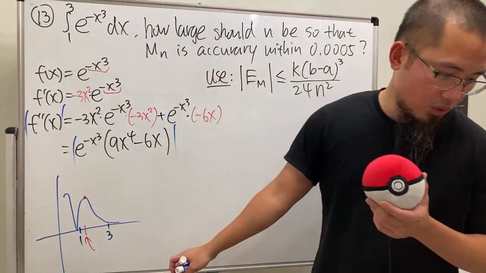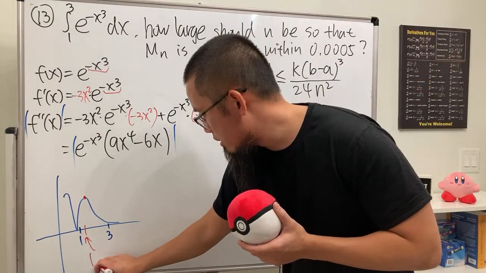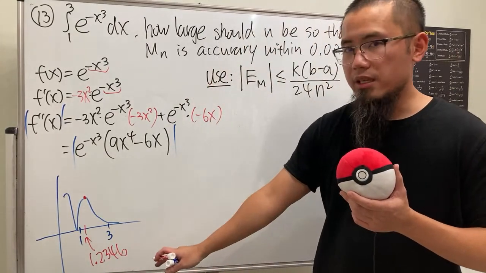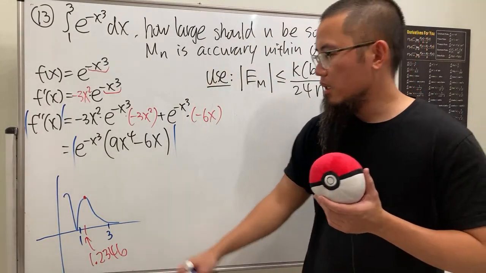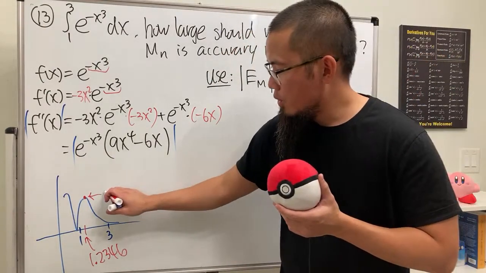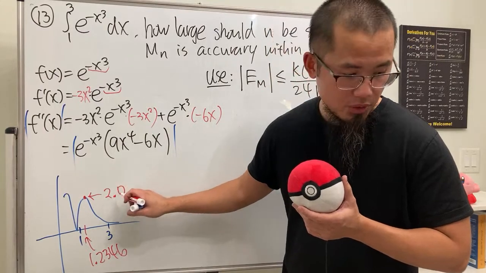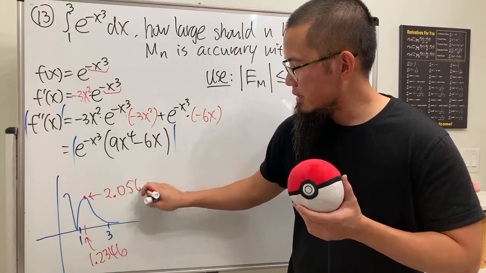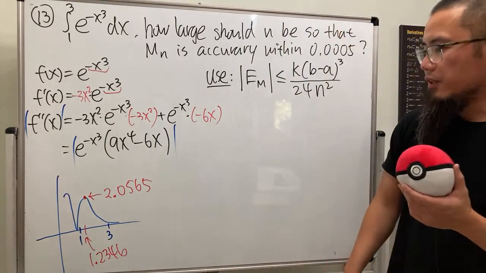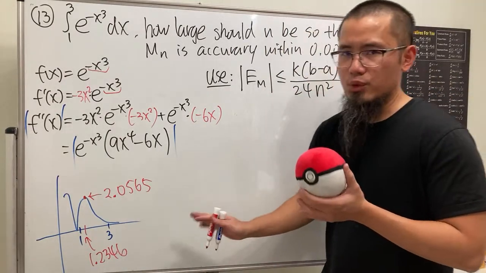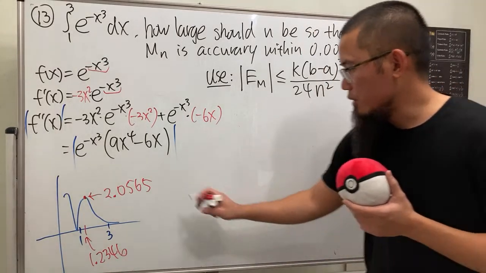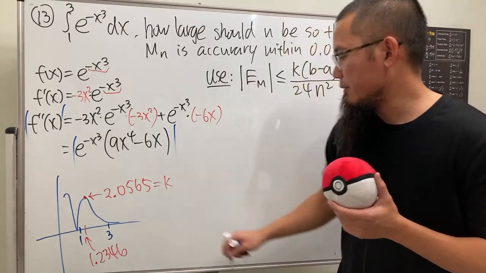The x is 1.2346. But we don't want x. We want the y. The y will give you the k value. And that will be 2.0565. And this is the k value that we are going to use. And if you round whatever at the end, I don't really mind, but that's what you should be getting. So I will just denote that we'll use this for the k.